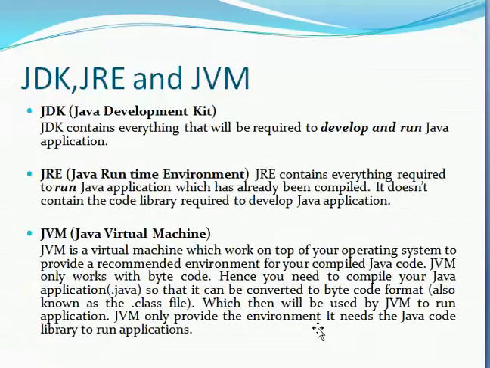Now we'll take a look at JDK, JRE and JVM. If you want to work on Java applications, we should have the JDK. Initially, we should have the JDK, Java Development Kit, in short JDK. This JDK we need to search for on Google and download. Then you need to install it in your system. The JDK contains everything that is required to develop and run Java applications. What is the use of this JDK? We can develop and run the Java application.